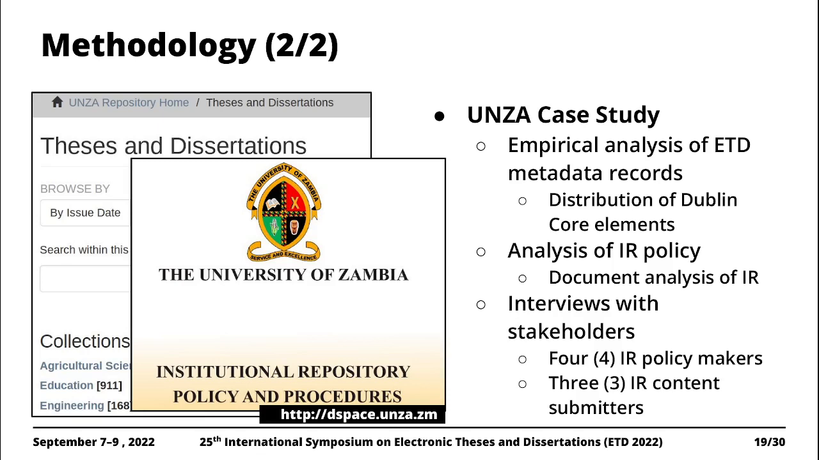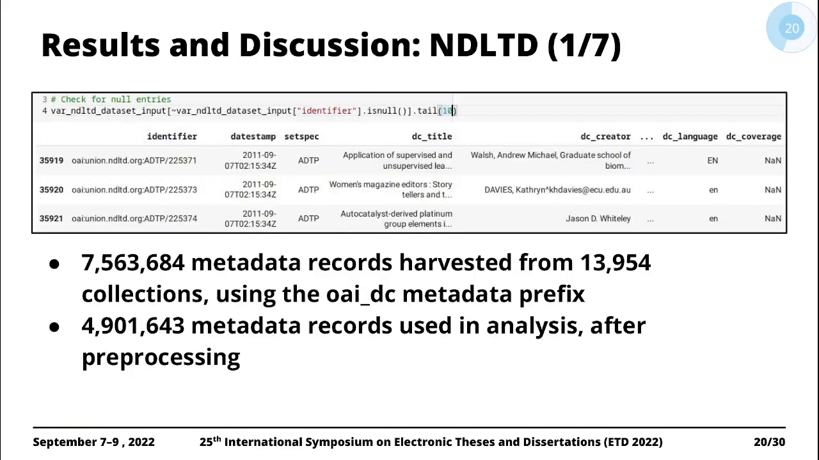And then finally, we conducted interviews with key stakeholders that we identified as being crucial insofar as quality of metadata is concerned. So we conducted interviews with individuals that were involved in devising the institutional repository policy. And then also we interacted with three participants that are responsible for depositing content into the University of Zambia repository. Again, the idea here was to try and understand the potential source of problems associated with the quality of metadata.